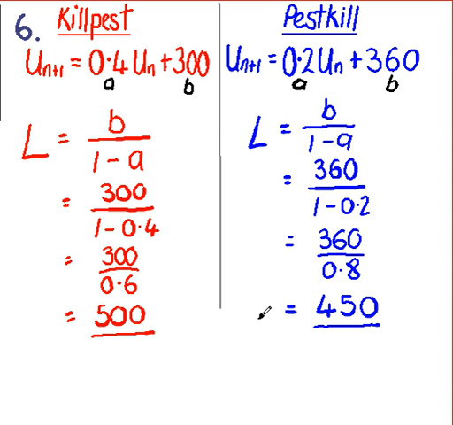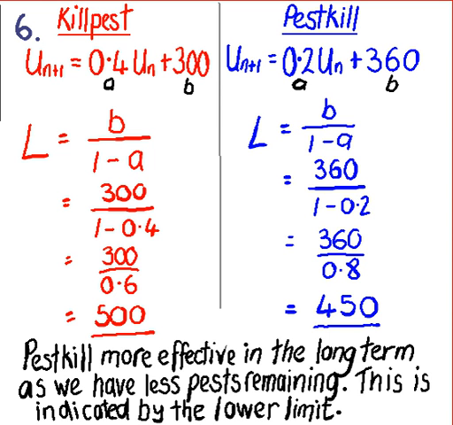So the most effective pesticide out of Kilpest and Pestkill is obviously Pestkill with a lower limit, a lower number of pests remaining in the long term. So we have to explain that in a sentence. Pestkill is more effective in the long term as we have less pests remaining. This is indicated by the lower limit. And that is our final answer.